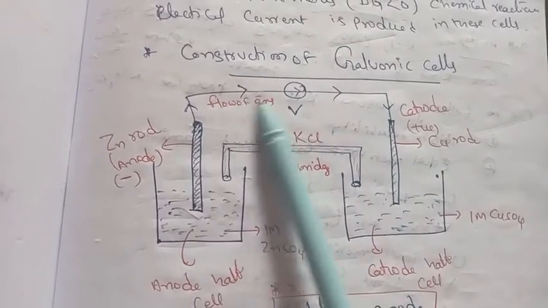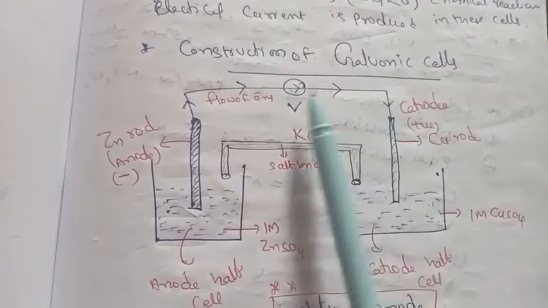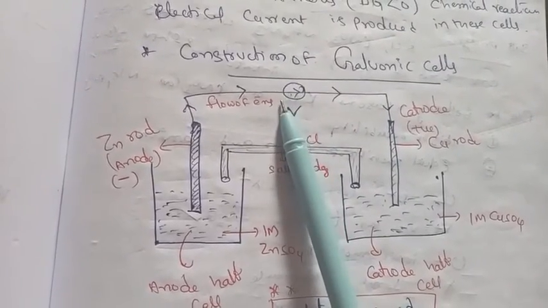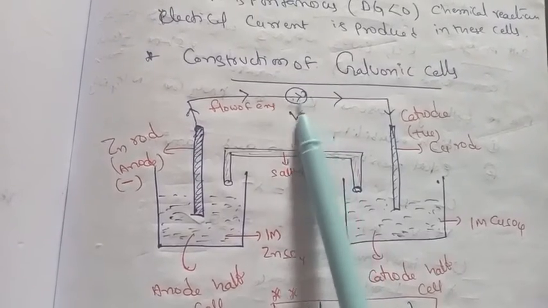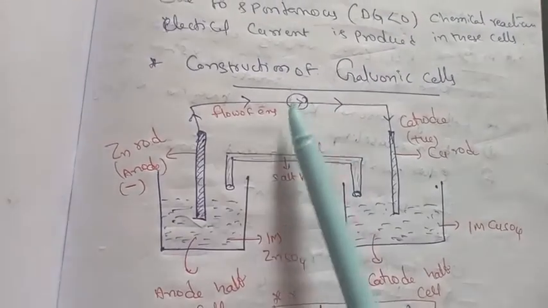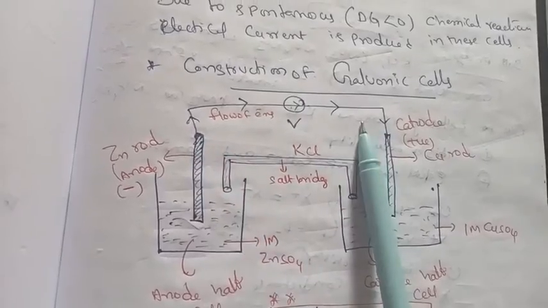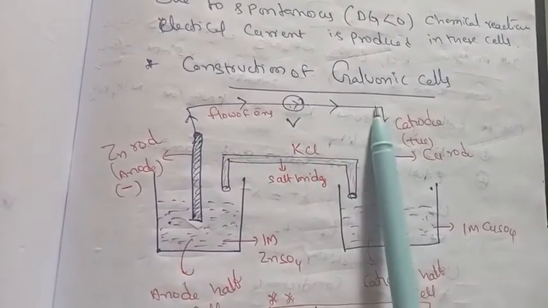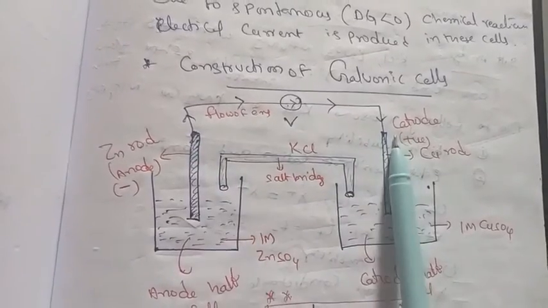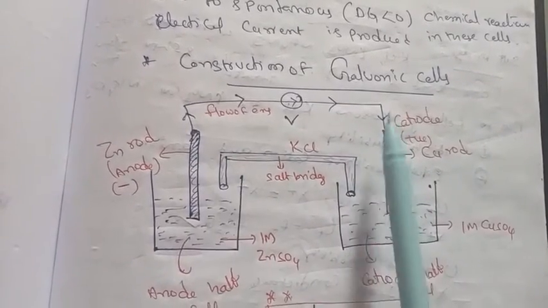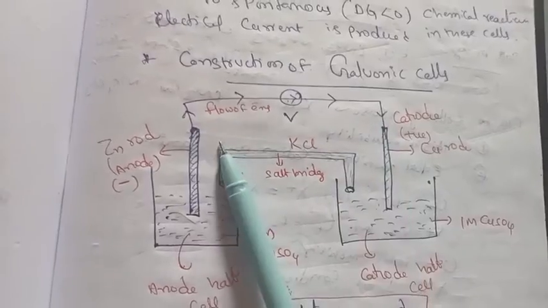The compartments are connected by an external wire via a galvanometer, so we can measure how much current is produced in this cell. This is the direction of flow of electrons: from the anode to the cathode, very important, whereas the current flows in the opposite direction.